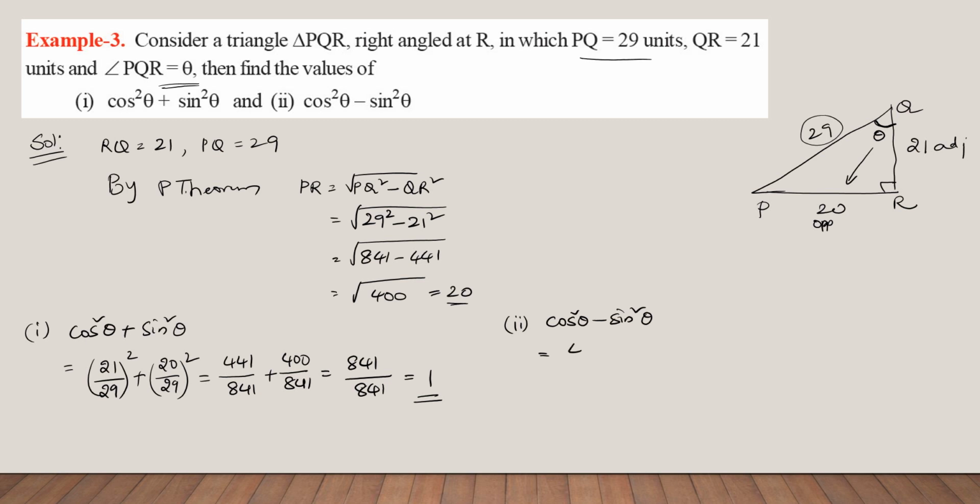So from that we can write it as 21 by 29 whole square minus 20 by 29 whole square, which I can write as 441 by 841 minus 400 by 841. Since the denominator is 841, I will be left with 41. So 41 by 841 is my answer.